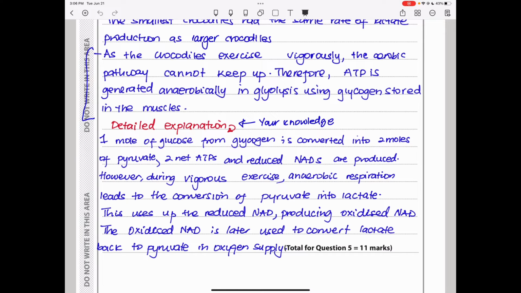So during vigorous exercise, because anaerobic respiration is occurring, the products from glycolysis are going to be used in anaerobic respiration. And in this case, the pyruvate is going to be converted into lactate, and this process uses up reduced NAD, producing the oxidized NAD. This oxidized NAD is later used to convert lactate back into pyruvate when oxygen is actually supplied. So here we can see this is our detailed explanation. This one could earn you about 2 marks, your own knowledge on explanation. And this brings us to the end of question 5. Let's continue to question 6.